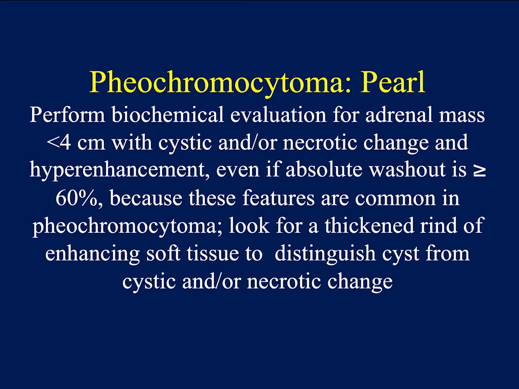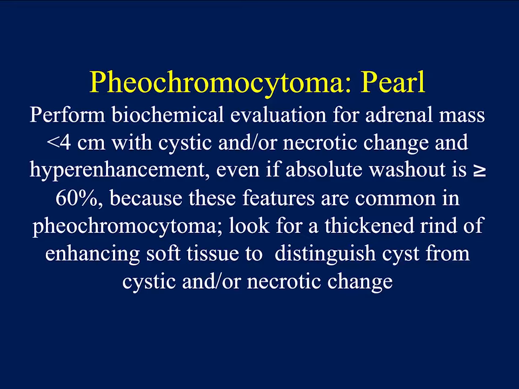So a word of warning and good advice, perhaps. Perform biochemical evaluation for adrenal masses under 4 cm with cystic and/or necrotic change and hyperenhancement, even if the absolute washout is above 60%. One of the things we know with pheochromocytomas is their washout is really high. You can see a pheo go from 20 non-contrast to 200, and then it washes out to 70, and you say, oh, it washed out more than 60%, it's a benign lesion. If a lesion enhances above 120 on venous phase, to me it's a pheo till proven otherwise, and I don't care what the washout value is. I'm not going to assume it's an adenoma.